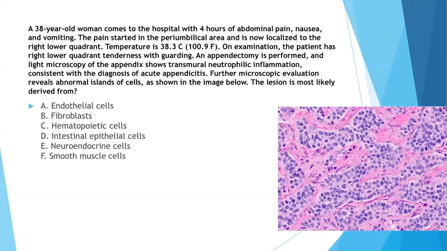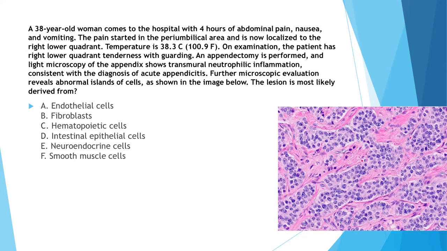So here we have a 38-year-old woman who comes to the hospital with 4 hours of abdominal pain, nausea, and vomiting. The pain started in the periumbilical area and is now localized to the right lower quadrant. Temperature is 100.9. On examination, the patient has right lower quadrant tenderness with guarding, and appendectomy is performed. Light microscopy of the appendix shows transmural neutrophilic inflammation, consistent with the diagnosis of acute appendicitis.